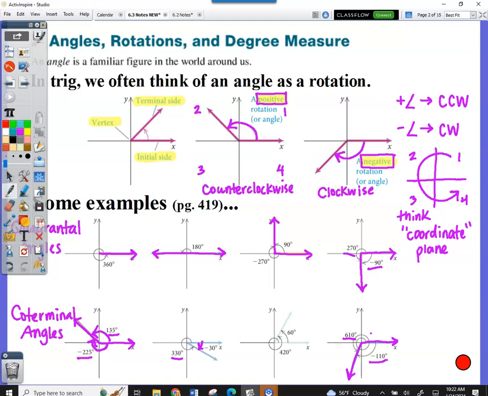Both coterminal and quadrantal angles can be told by positive and negative, but the difference is that the quadrantal ones are on the axis and the other ones aren't. Both on the axis? Yes. Coterminal angles don't have to be on the axes, but they can be, like 90 and negative 270. They are coterminal quadrantal angles. None of these down here are quadrantal.